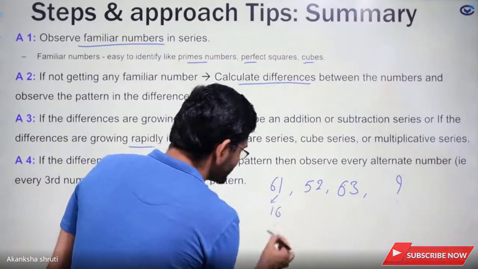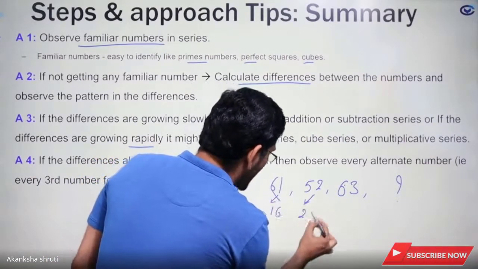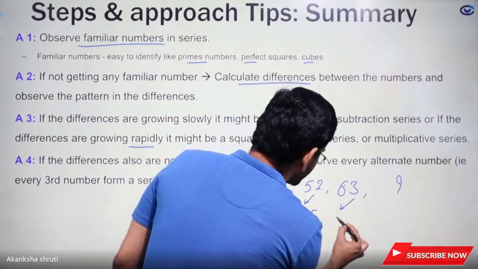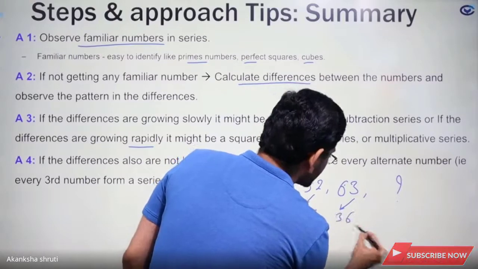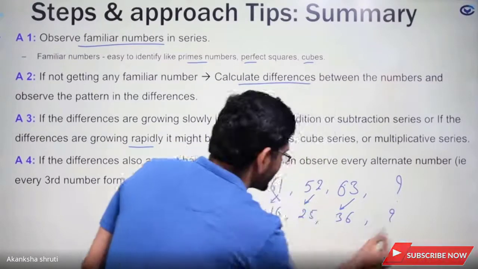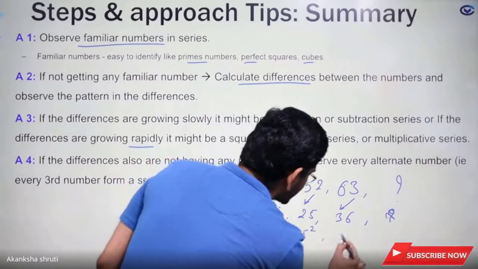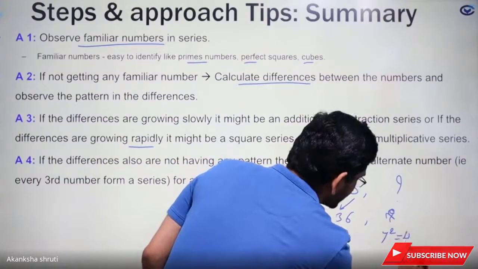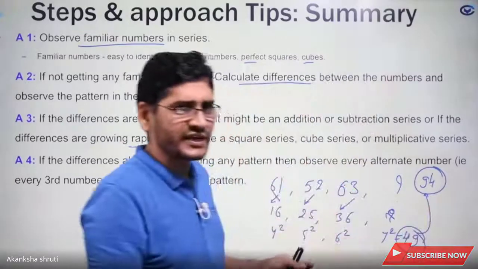1, 6, 16, and keep it here. 2, 5, 25, 6, 3, 36. Means it is our 3, 6. What is next? If we are thinking for this, it is 4 square, 5 square, 6 square. So next will be surely 7 square is 49, but the answer is 94. Not the 49, it is our 94. So this is the special series.